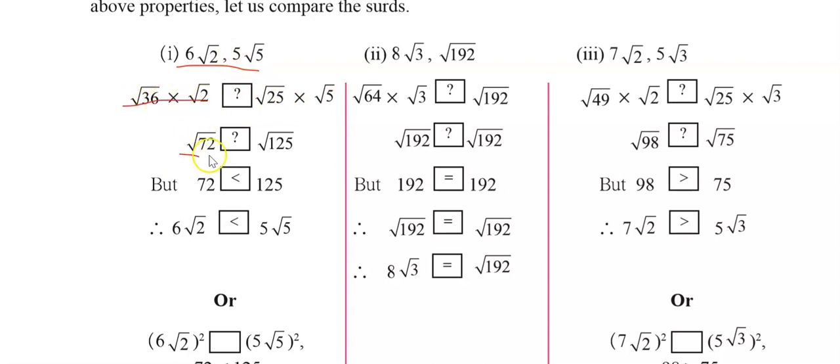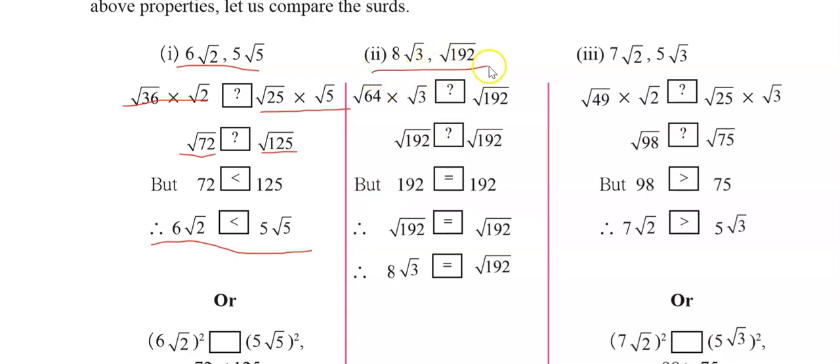Therefore we can write in the same radicand: root of 36 into 2, which is written as root of 72. What about here? That is 25 into 5, which is root of 125. Now in this case, the order is the same, but the radicand 125 is greater than 72. Therefore, 6 root 2 is less than 5 root 5.